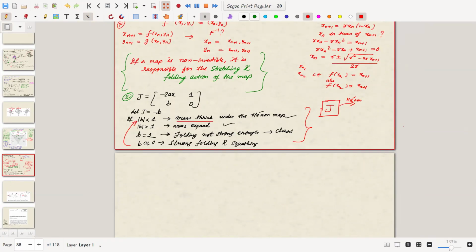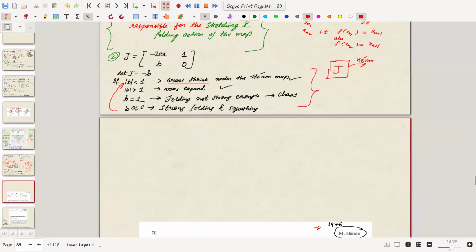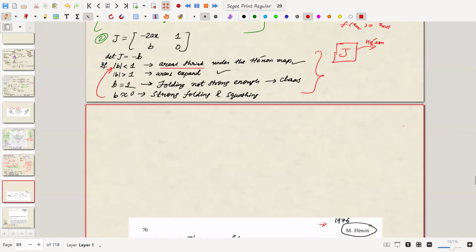One more thing I just wanted to say is that B cannot be 0. That is a good question. Can B be 0? What do you think? B can be very close to 0, but B cannot be 0.